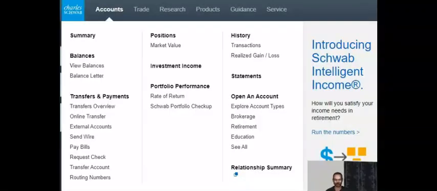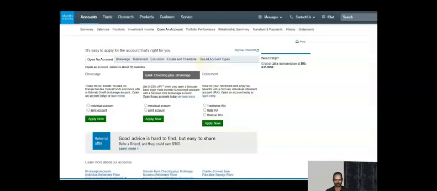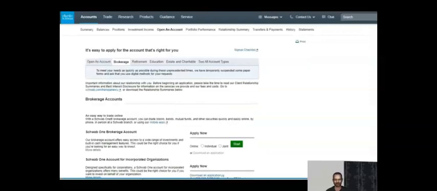Opening the dividend portfolio was really easy to do. Since I've already had multiple Charles Schwab accounts, I logged into my Charles Schwab and hovered over accounts. Once here, I came down to open an account. When the accounts page opened up, I chose brokerage. Once on the brokerage account, I chose individual brokerage account and started the application.